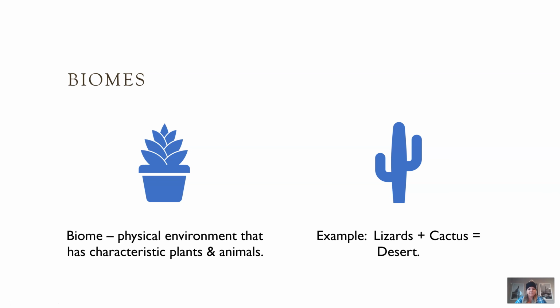All right, so first and foremost, what is a biome? A biome is a physical environment that has characteristics of specific plants and animals. For example, you're probably familiar with what a desert is. We see lizards and cacti there. It's hot and dry, so it is a particular biome. It has a particular physical environment in which a particular set of animals and plants can live.